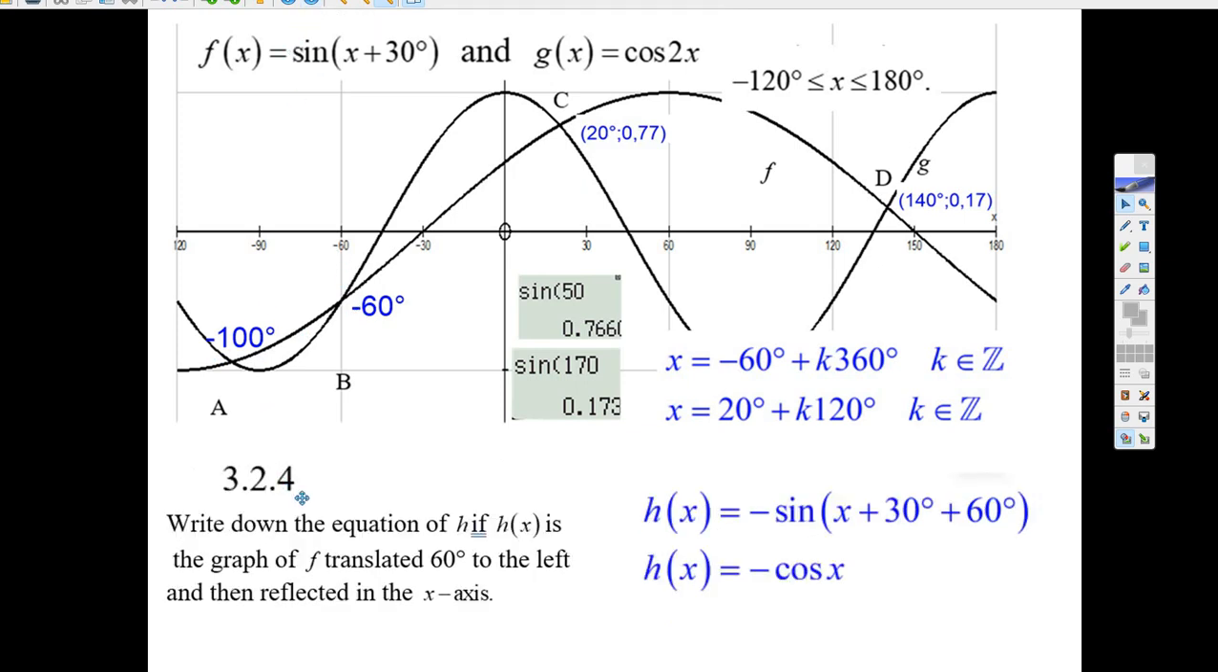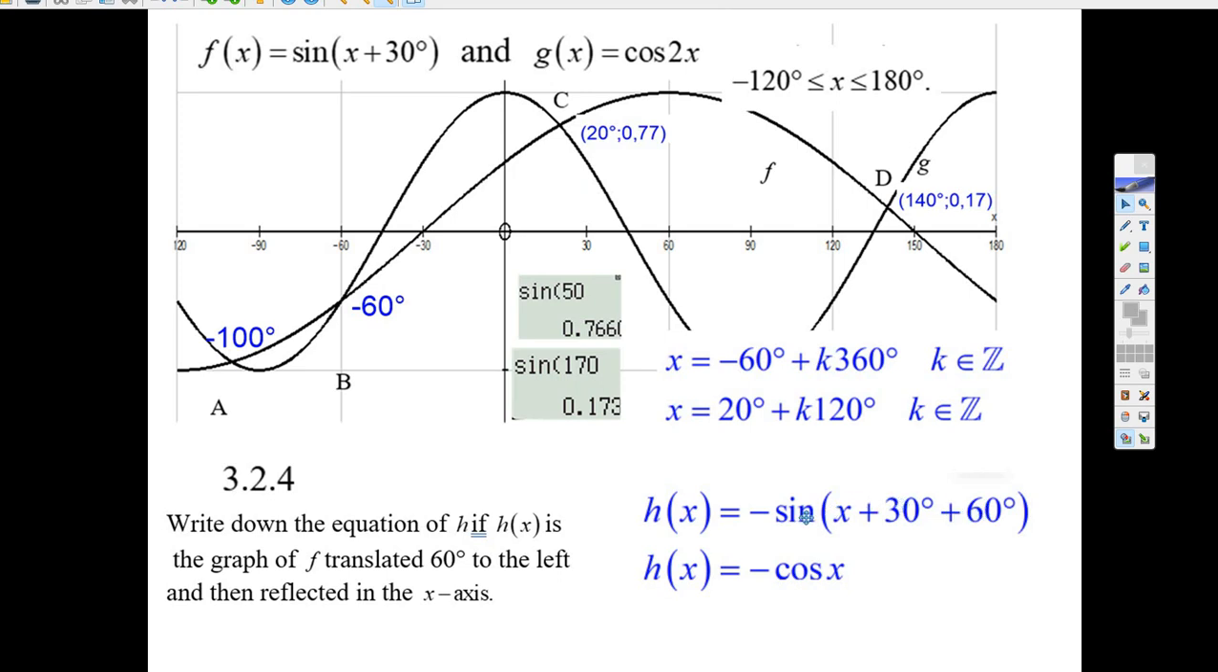Let's take a look at the last question. It seems hard, but it's actually easy if you know a couple of rules. The first rule is, if h of x is translated 60 to the left, if you want to go 60 to the left, all you do is add 60. So when you add, you go in the opposite direction you think you would go. So 60 to the left means add 60 degrees. Well, 30 plus 60 is 90.